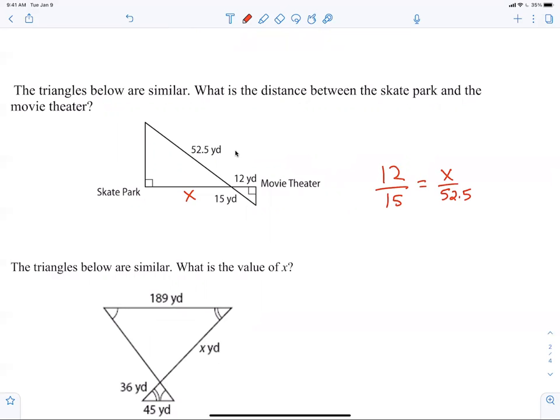Oh, 42. You got exactly 42? I got 42. Everybody cross multiply 12 times 52.5 and then divide by 15. 42. Is it 42? Yeah, that's what I got. Okay, so now 42 yards. Now, can you tell me the final answer, please? What did you get?